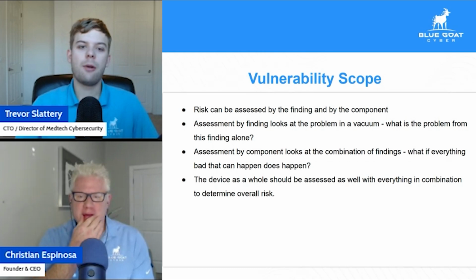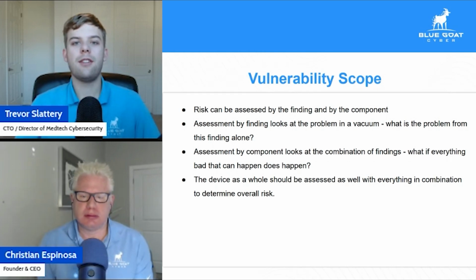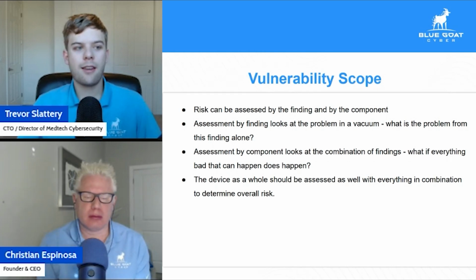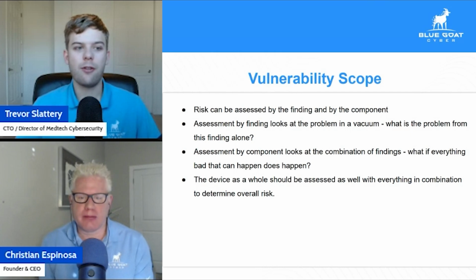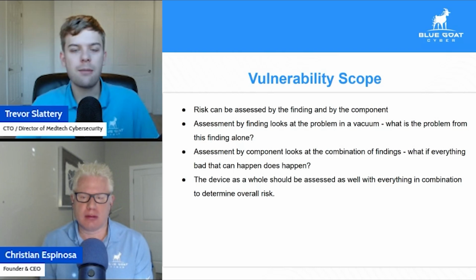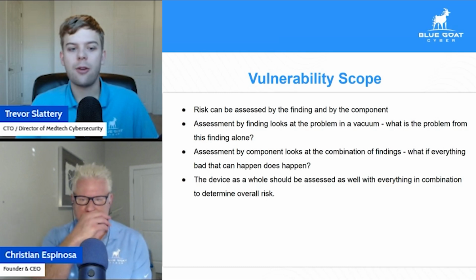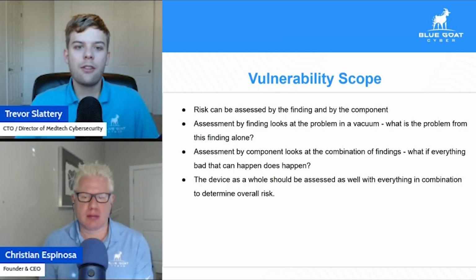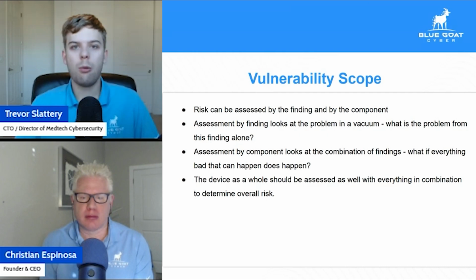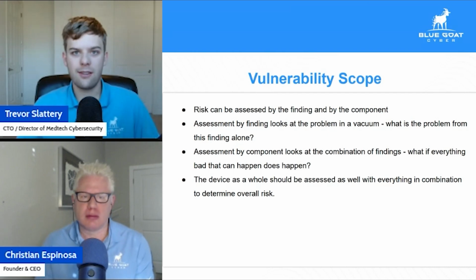All right. So, when we're looking at the vulnerability scope, vulnerabilities can manifest in a few different ways as far as where the impact is. It's not necessarily going to be the entire device, it might be a single functionality or a single component. And we need to assess risk at a few different levels to get an accurate understanding. So we can start by looking at the finding in a vacuum. What is the problem just with this? Nothing else, no other situations considered.